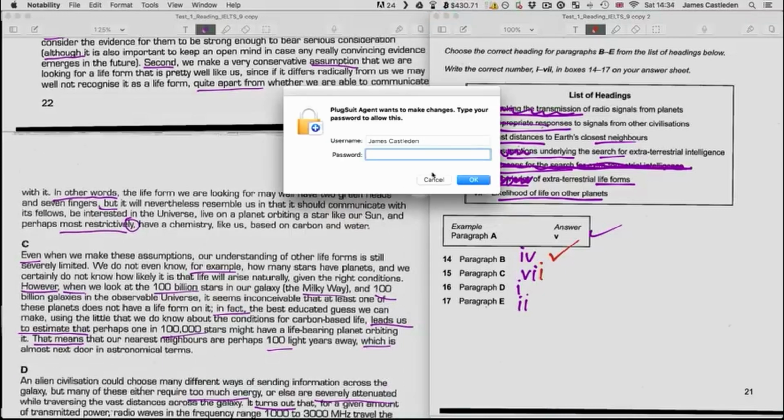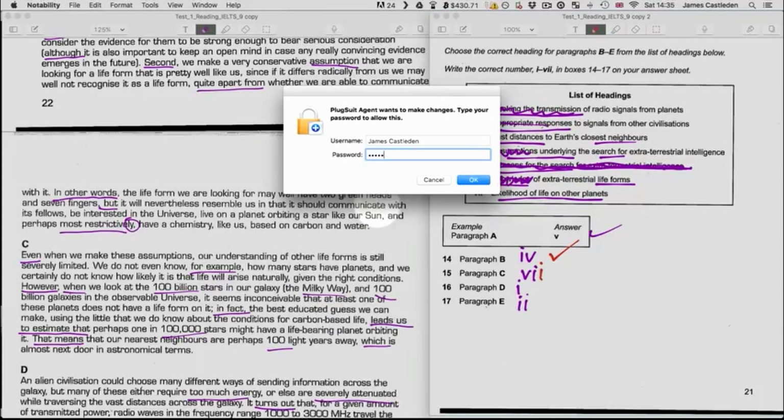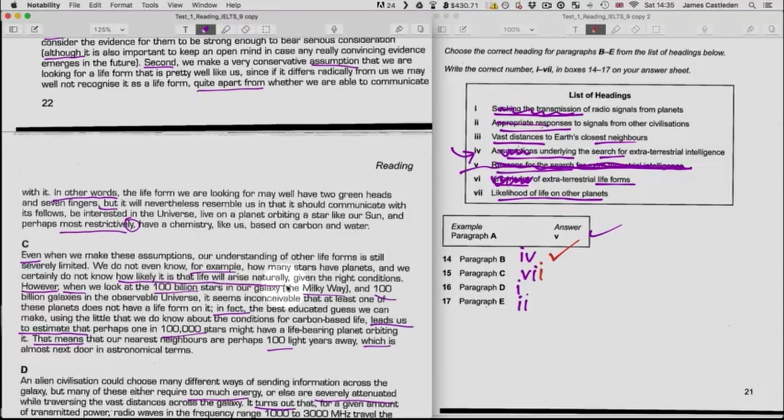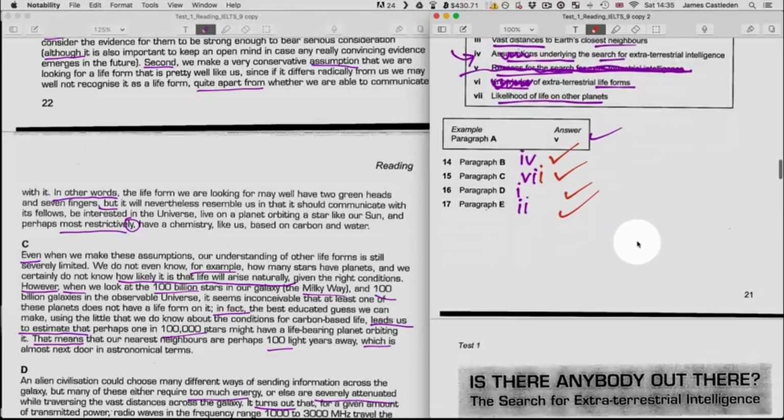Likelihood. Why did I say VI? Knowledge of life forms. The knowledge of life forms. I had the likelihood. Do you know how likely is that life will arise naturally? I can see the reason why, but I have no idea why I decided to do that. Knowledge. Why did I say that? It's very strange. Anyway, those other two are correct. Okay.